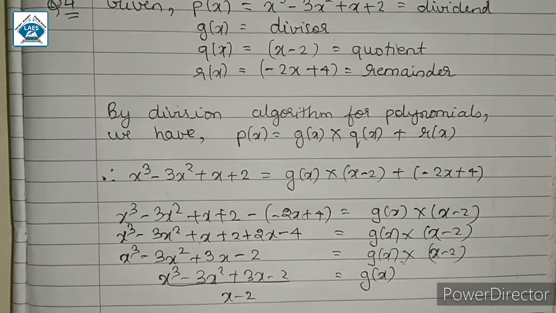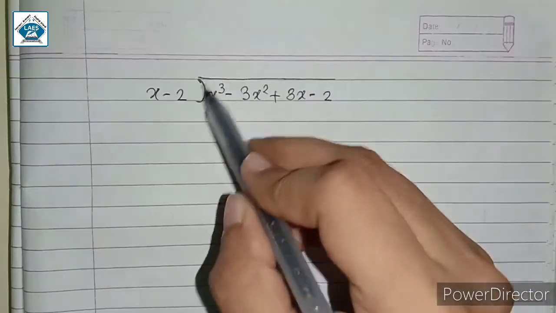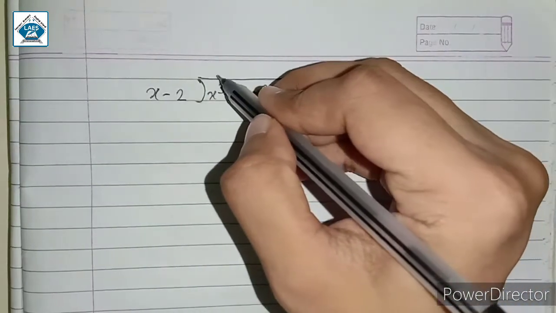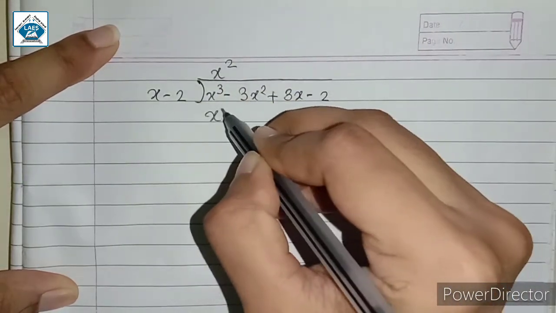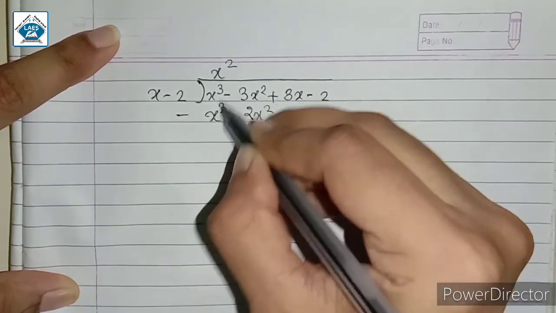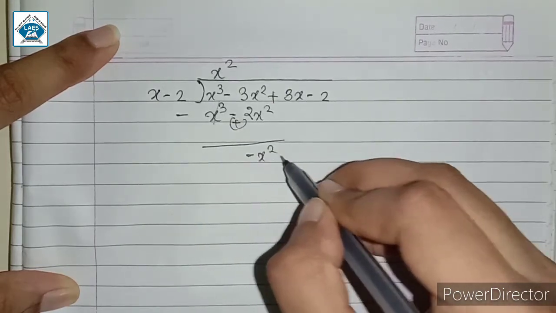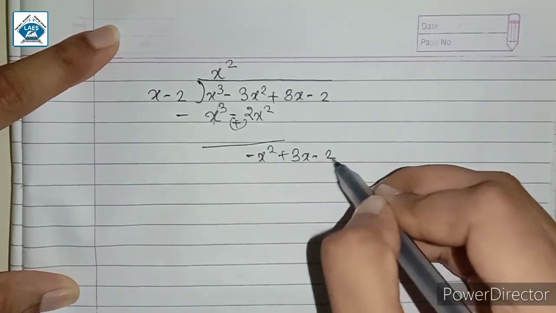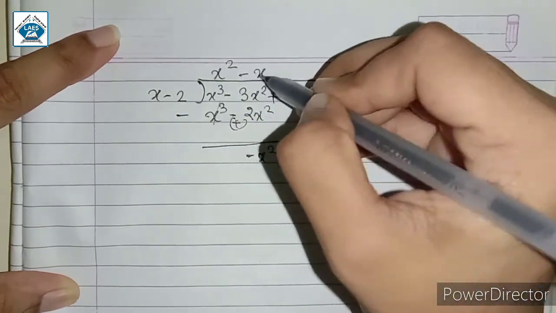So in short, for finding g(x), what will we have to do? We have to divide p(x) by x − 2. So let us do the long division. For the first term of the quotient, we will divide x³ by x, which is x². On multiplying x² with both of these terms, we have x³ − 2x². On subtracting, the sign changes, this will get cancelled and this will become plus. So over here we have −x² + 3x − 2. For the second term of the quotient, we will divide −x² by x, we will get −x.